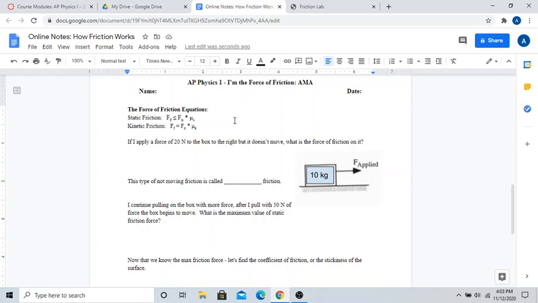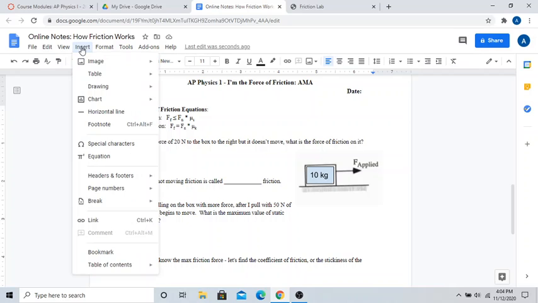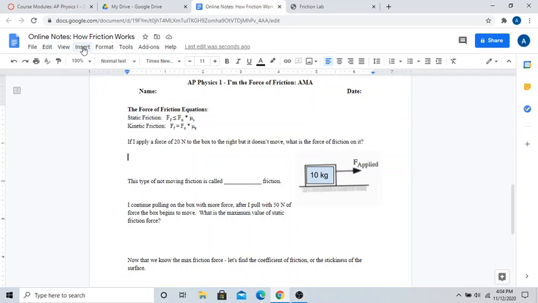Now, first question. It says if I apply a force of 20 newtons to the box to the right, but it doesn't move, what is the force of friction on it? What I would suggest is you start by thinking about what's going on here.